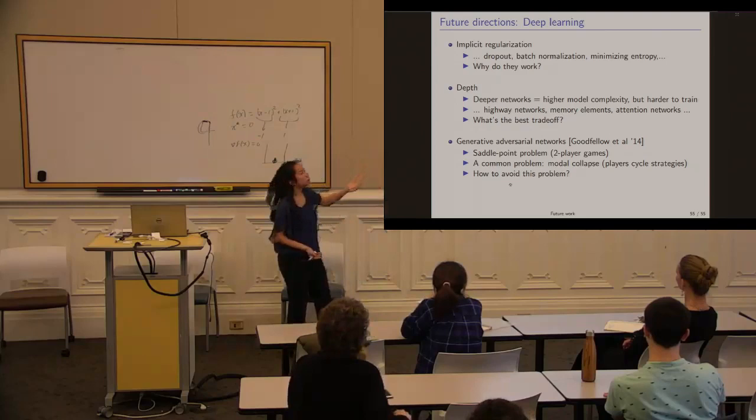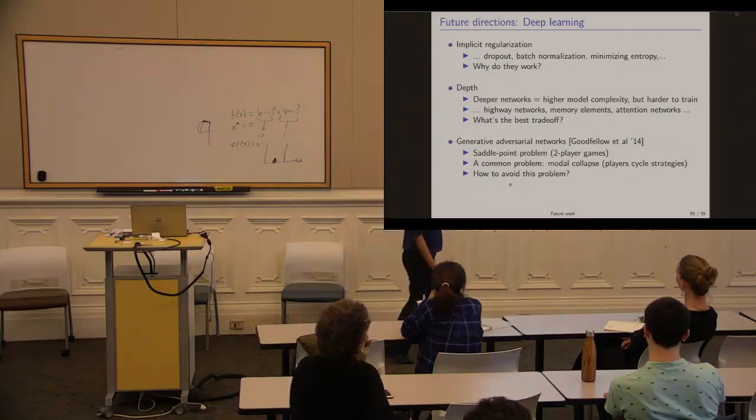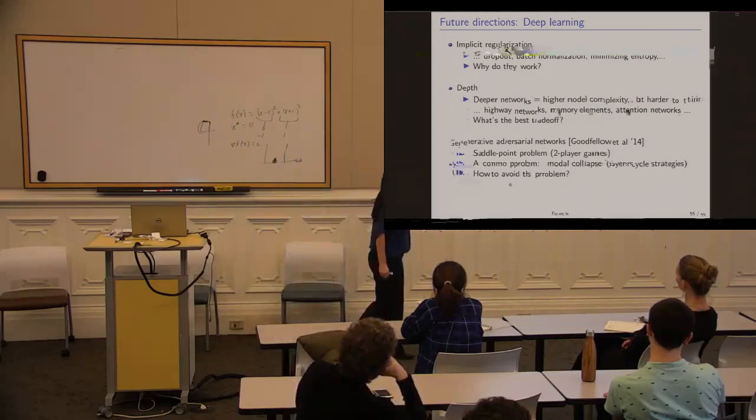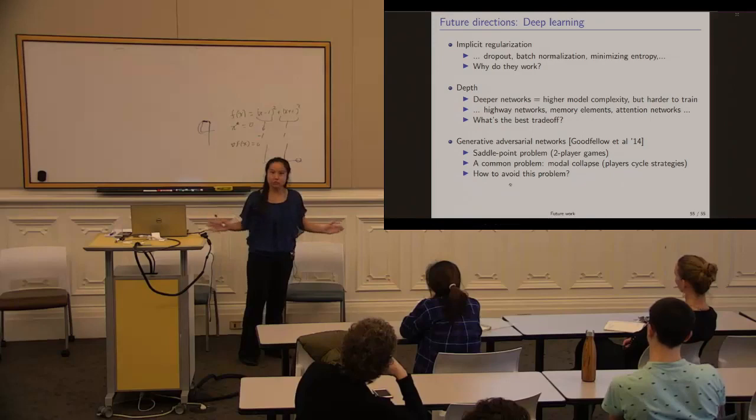I think even the simple question of depth is not very well answered. We know that deeper networks have higher model complexity, but in general, people don't prefer to just have a really deep network. They need some trick to train it, otherwise it's impossible to train. So they use things like highway networks, memory elements, and attention networks, and those things are not characterized in the fundamental theory of the expressibility of deep neural nets.